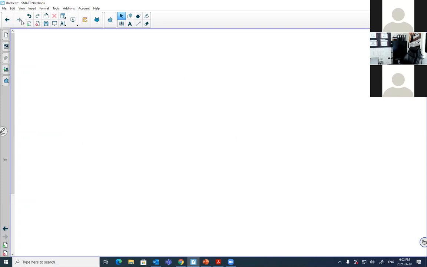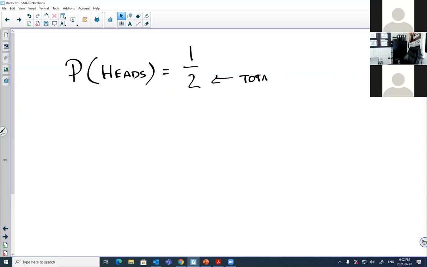Okay. Probability of a heads. What's the probability of a heads? 1/2. Okay. So 2 is the total number of outcomes, right? So if we talk about this, this is the total number of outcomes. And what is on the top here is our favorable one, what we really want, right? We want the heads, so it's our favorable outcome.